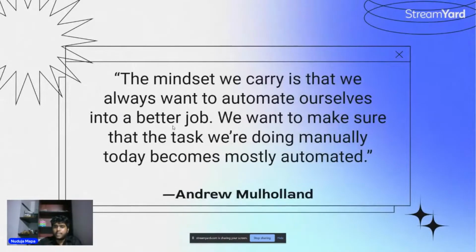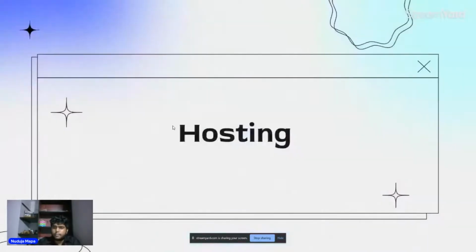The mindset we carry is that we always want to automate ourselves into a better job. We want to make sure that the tasks we are doing manually today become mostly automated. This is uttered by Andrew Mulholland, an employee of GitHub.